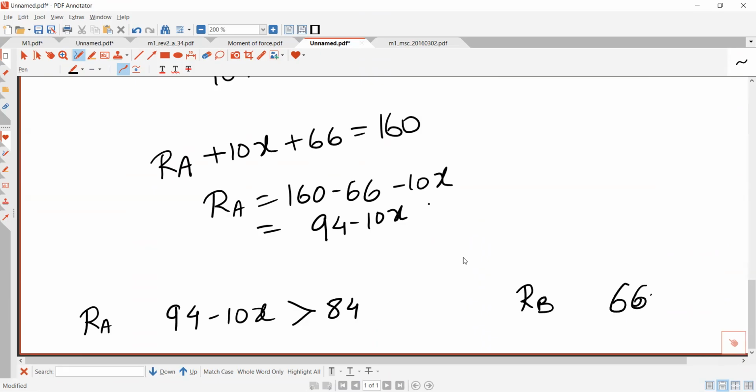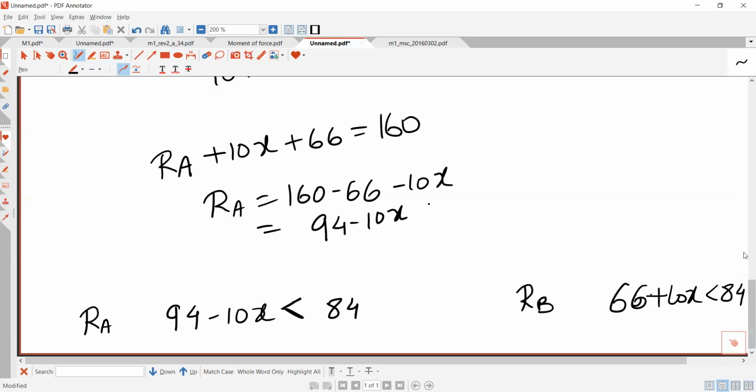Yes, actually 84. It should be less than 84. So why 84? It should be less than 84. This is less than. Okay, so 66, how much? 66 plus 10x should be less than 84, because you should not cross the x more than that. If your x crosses more than that, then any one of them is going to break.